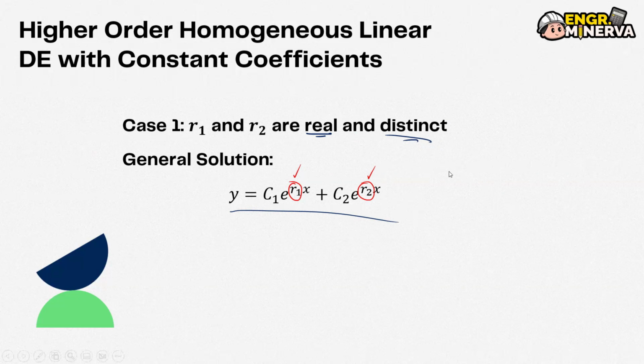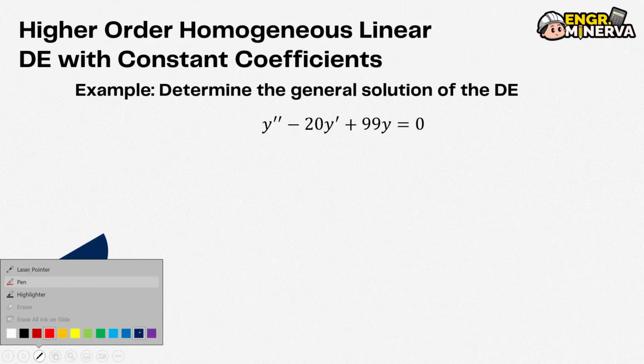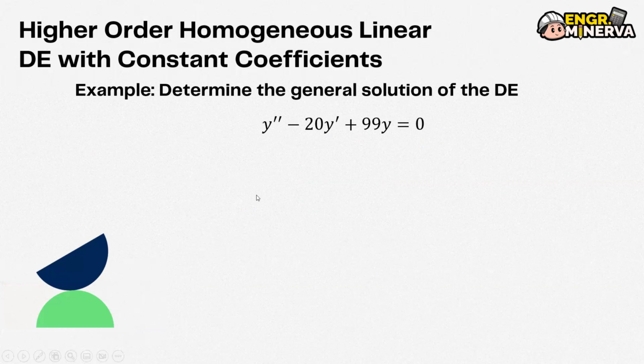Let's try it on our examples. Determine the general solution of the DE: the second derivative of y minus 20y prime plus 99y. Again, we convert this into our characteristic equation. The value of A is 1, the value of B is negative 20, and the value of C is 99. To get the roots, we just need to use our calculator.